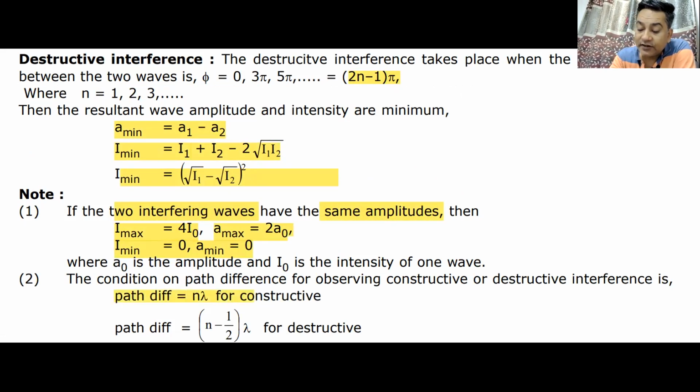Then we have seen the relation between path difference and phase difference. In terms of path difference, for constructive interference, the path difference must be n lambda. For destructive interference, the path difference must be (n minus half) lambda. Do we remember this? Yes or no? Please note it down while I give you 2 minutes.